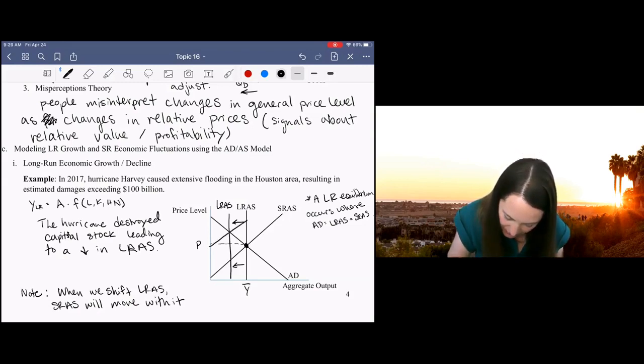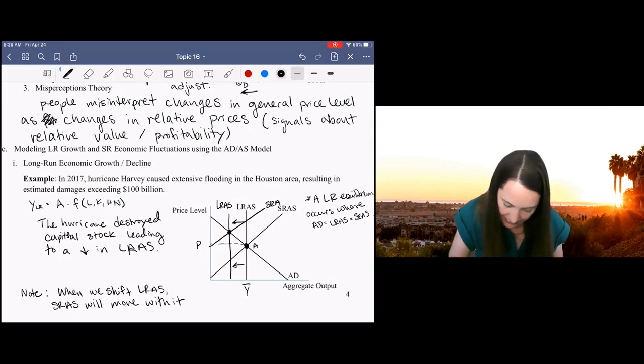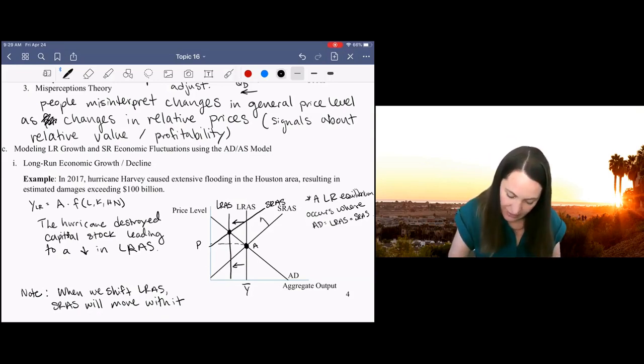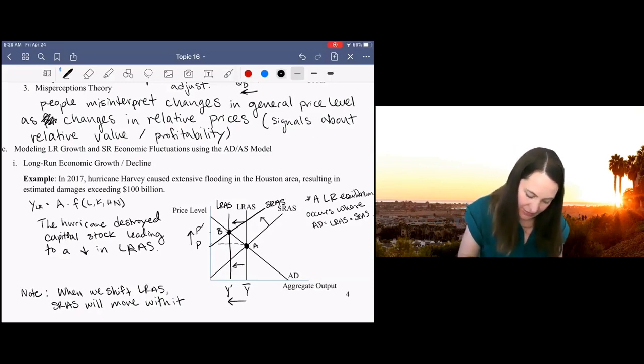Right, so we get to a new equilibrium point. So I'm going to label this point A, our original point A, and then our new point where our long run aggregate supply curve intersects our aggregate demand curve. That's going to be our new long run equilibrium. So we have here a decrease in output and an increase in prices.